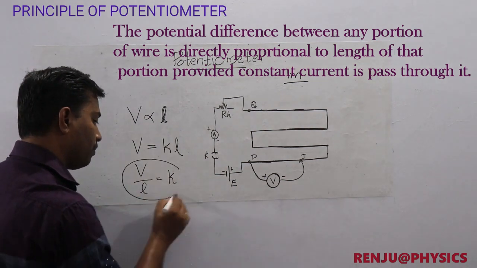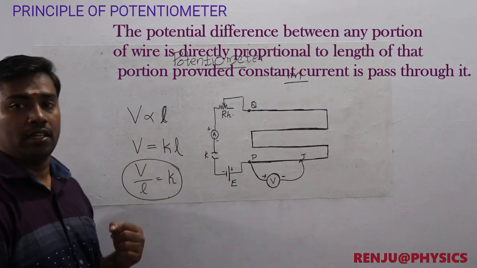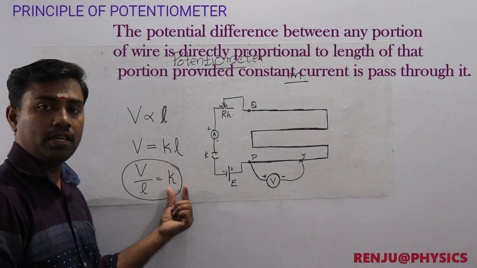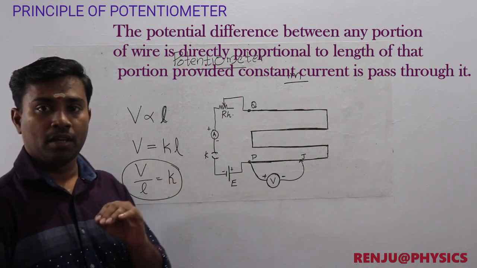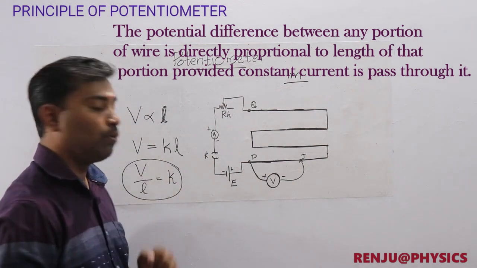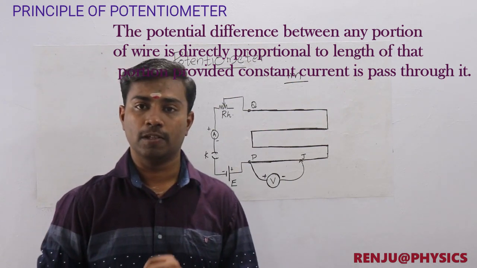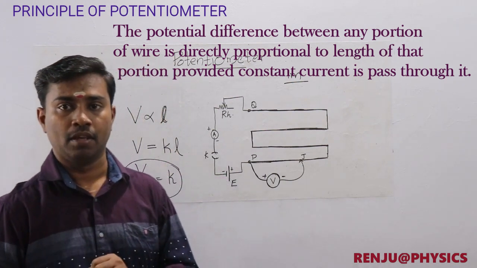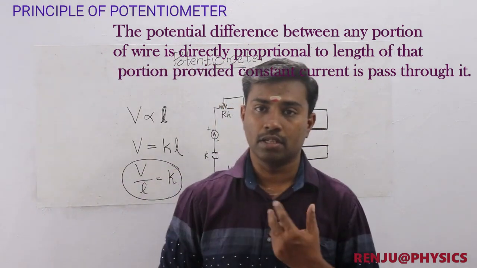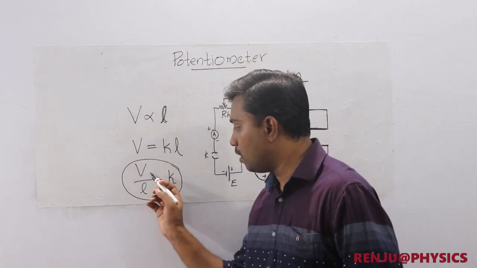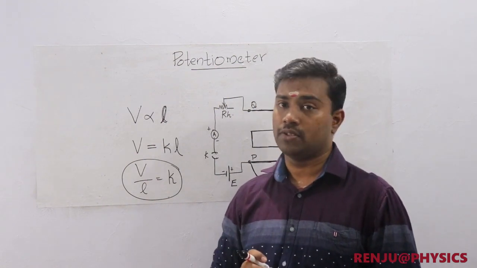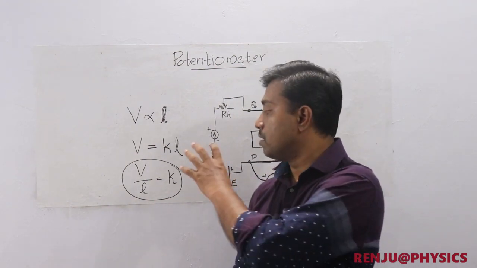So V/L = constant K is called the potential gradient. The potential gradient is the potential per unit length. By looking at this, we can tell the sensitivity of a potentiometer. If the potential gradient, the K value, is less, we can say the potentiometer is more sensitive. That is the principle of the potentiometer.